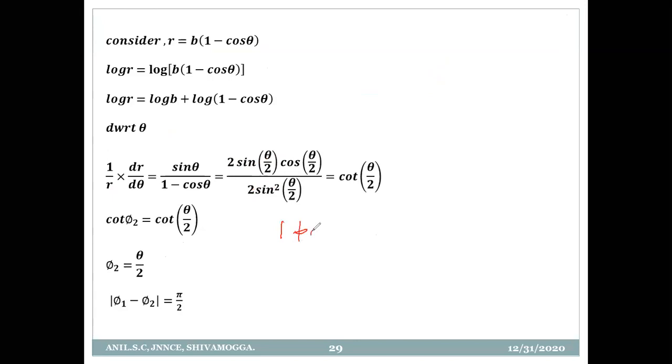Magnitude of phi 1 minus phi 2 is magnitude of, what was phi 1? Phi 1 was pi by 2 plus theta by 2 minus phi 2, which is theta by 2. Cancel this theta by 2 with this minus theta by 2. We get pi by 2 radians, that is 90 degrees. Therefore, the two given curves intersect each other orthogonally.